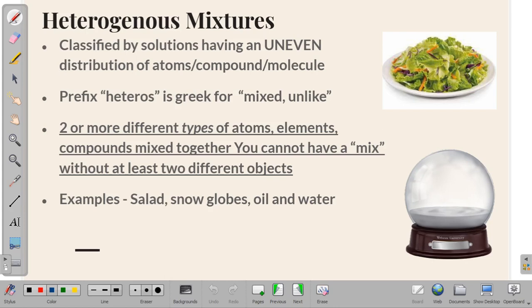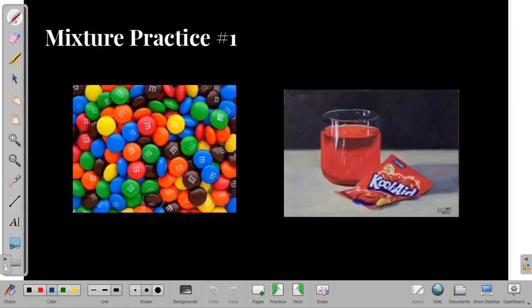I'll give you a second. Remember, notes are available on Schoology, okay? Am I protesting? Okay. All right. Black background. Remember, not write it down.